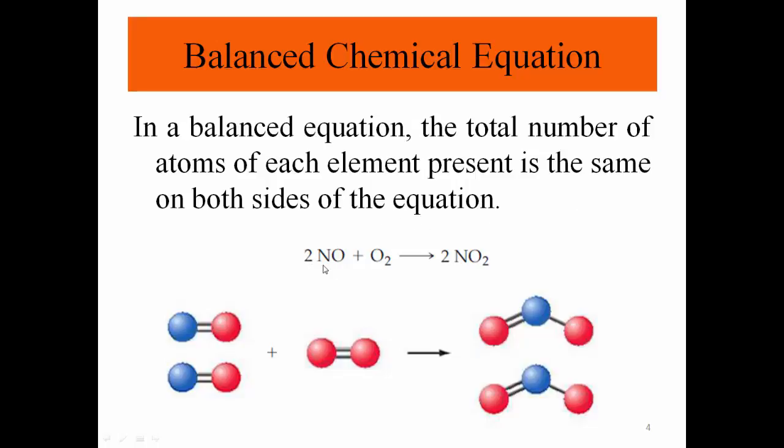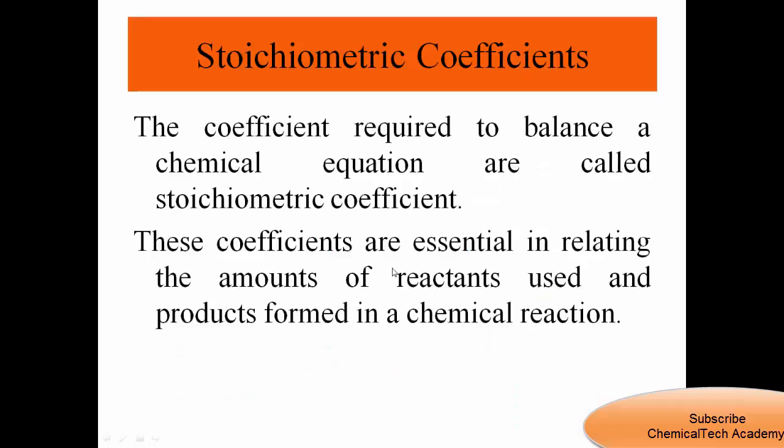For example, here we have 2NO plus O2. It's going to give us 2NO2. So if we count the number of atoms of nitrogen and oxygen in the left hand side and right hand side, they must be equal. So here we have 2 nitrogen atoms. On the right hand side we have 2 nitrogen atoms. On the left hand side we have 2 oxygen plus 2 oxygen, 4. And on the right hand side we have 4. And you can see here too, we have 2NO plus O2 is going to give us 2NO2. So we can say this equation is balanced.